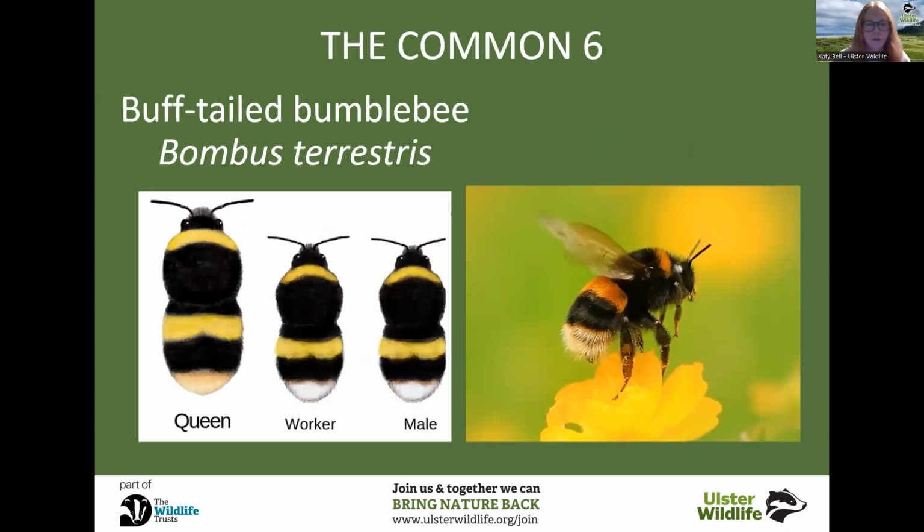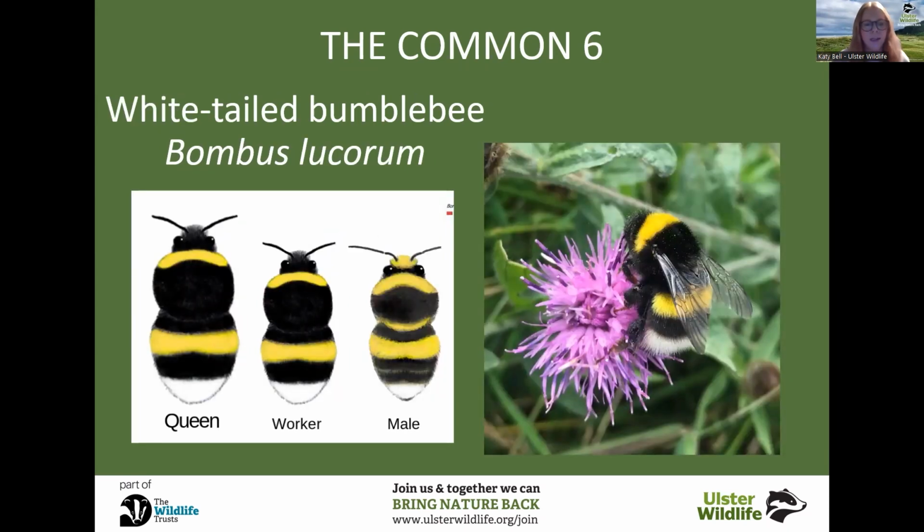The male of the buff tail looks exactly like the workers, but the male of the white tail has a lot more yellow on it, and yellow in the face. And also, if you ever see a bumblebee with a pollen basket, it's not a male. We know that it's definitely a female because the males don't collect pollen. So that's just another little way to tell. But I would say those are 2 of the most common species that you will see.